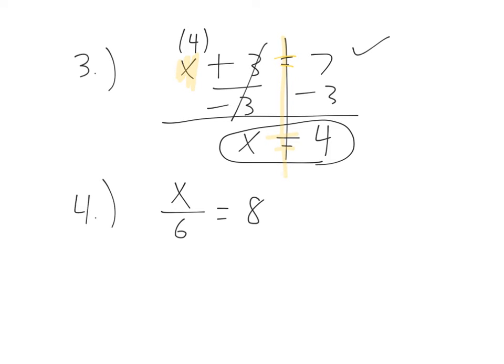Let's do number 4. X is being divided by 6. Well, how do you cancel out division by 6? Well, the opposite of division is multiplication. So you multiply both sides by 6. When you do that, those cancel out, which is what you want. And you're just left with x on the left side equals 8 times 6, which is 48.